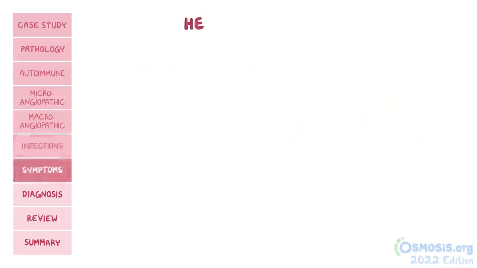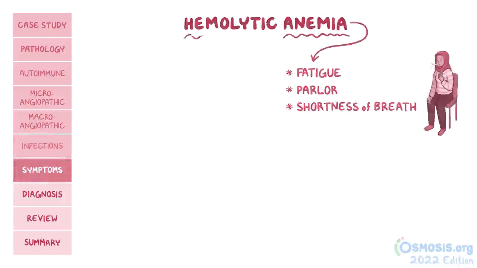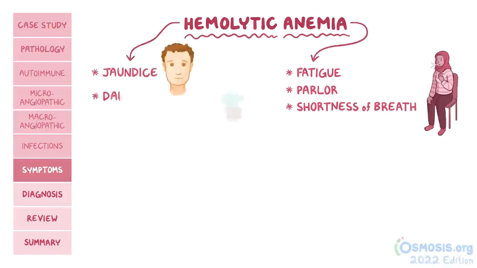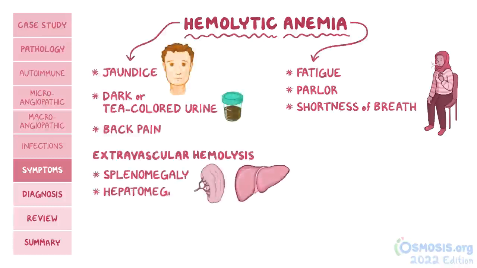Alright, now all types of hemolytic anemia can present with symptoms of anemia, like fatigue, pallor, and shortness of breath. Hemolysis presents as jaundice, dark or tea-colored urine, and back pain due to kidney damage. Also, when there's extravascular hemolysis, there's splenomegaly or hepatomegaly. But in the exams, more specific symptoms will often help you identify the particular disease.